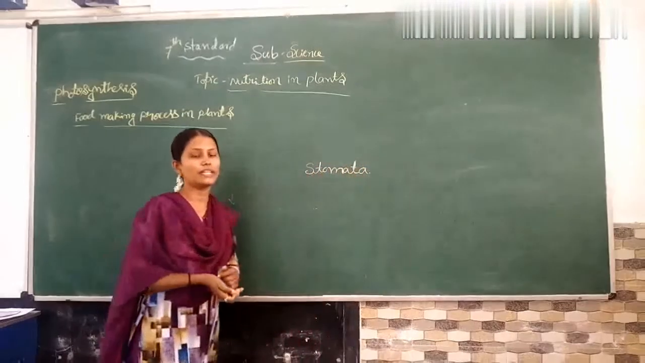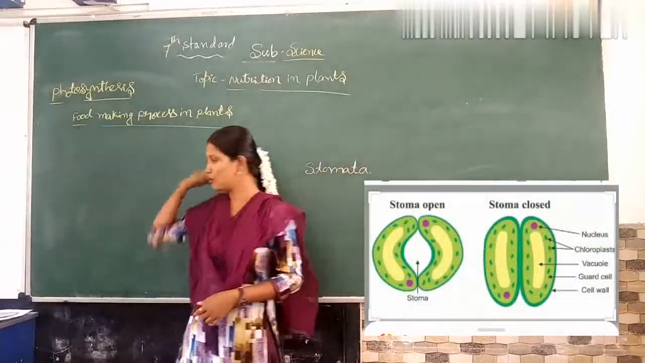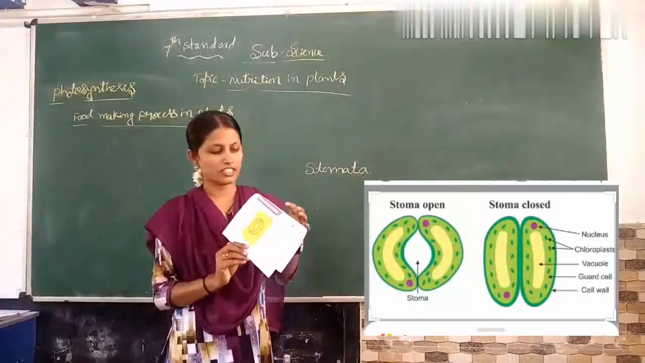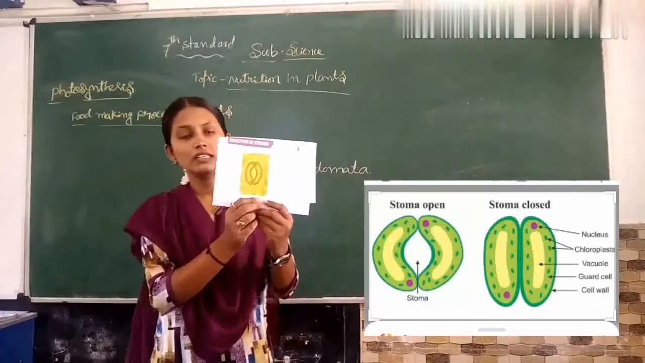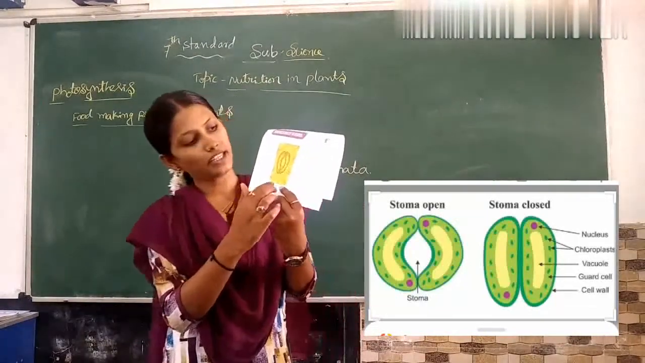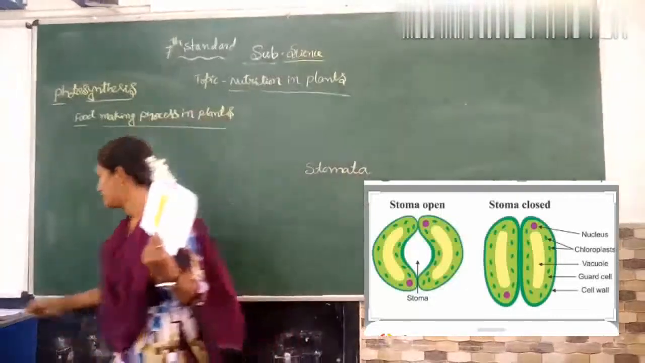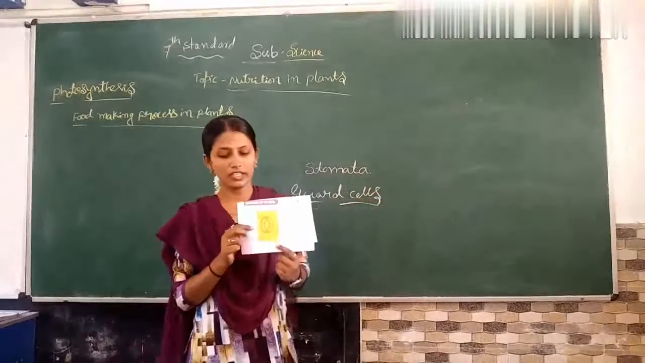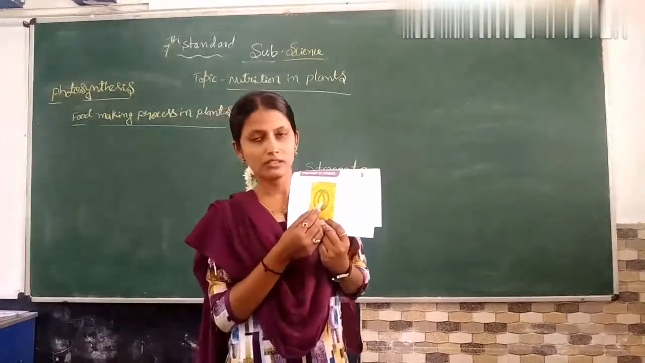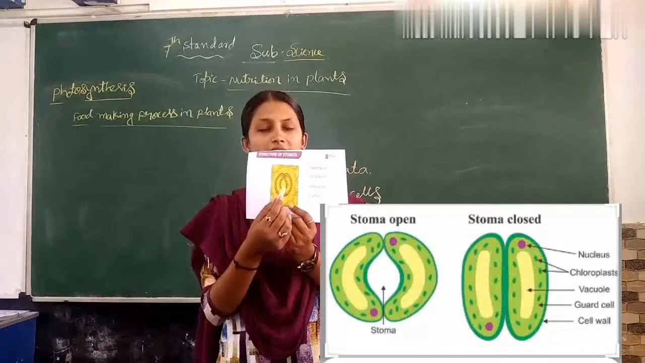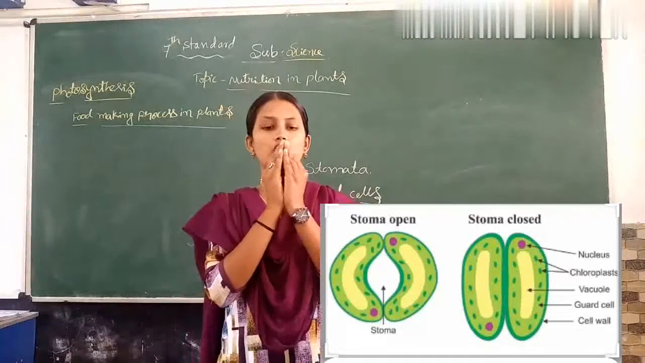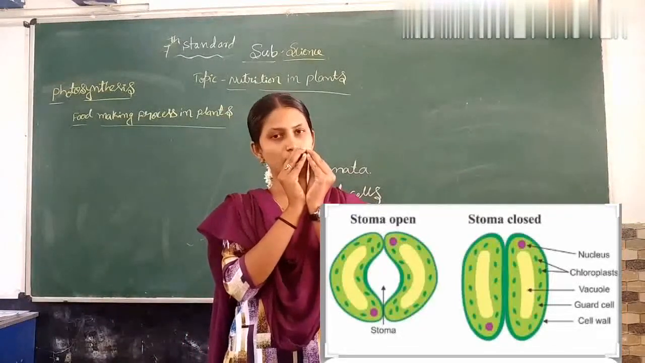So how are the stomata present? Where are they located? Stomata are located in the leaves. This is the structure of the stomata. The stomata are surrounded by guard cells. Through this stomata opening, the carbon dioxide gas enters. When the stomata are opened, the gases enter through the leaves.